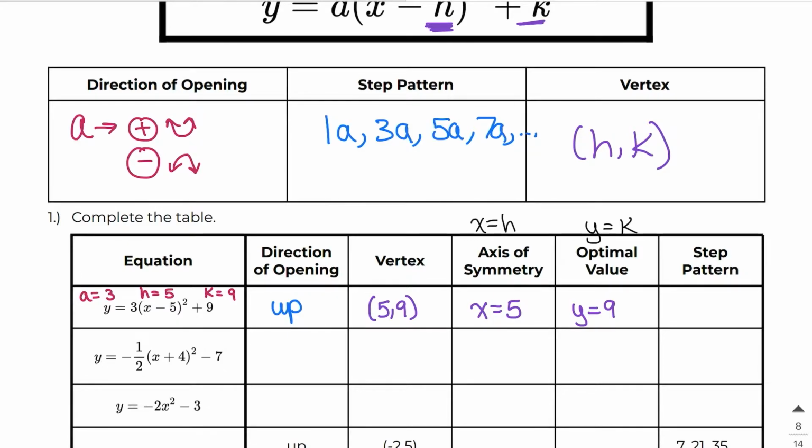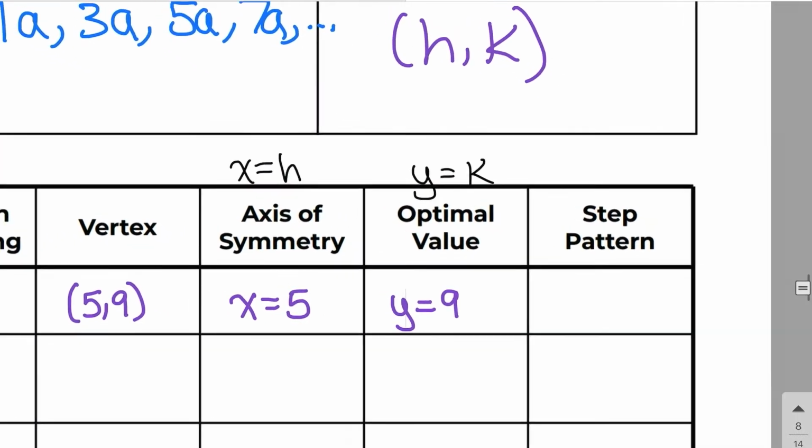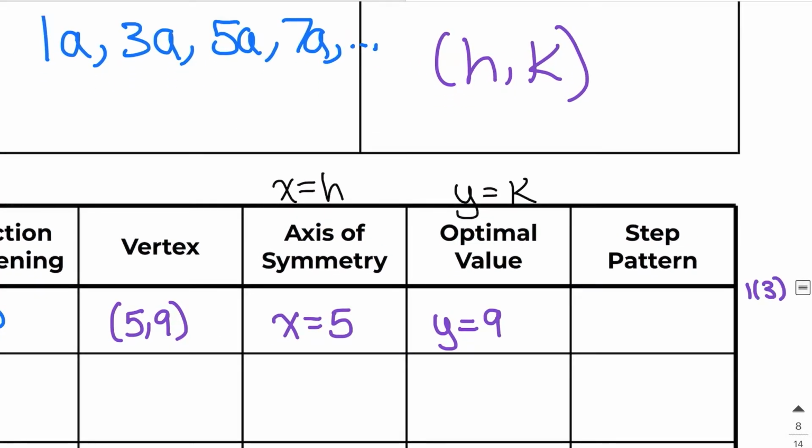Now, for our step pattern here, we are told to find the step pattern, we just have to do 1A, 3A, 5A, 7A. And because A is 3, it would be 1 times 3. I'll just do this on the side here. Then 3 times 3, then 5 times 3, and then 7 times 3, so on and so forth. So our step pattern would be: 1 times 3 is 3. 3 times 3 is 9. 5 times 3 is 15. 7 times 3 is 21, so on and so forth.